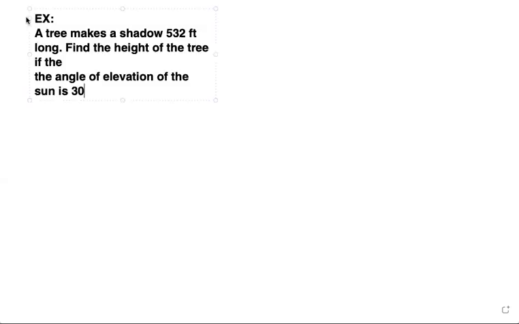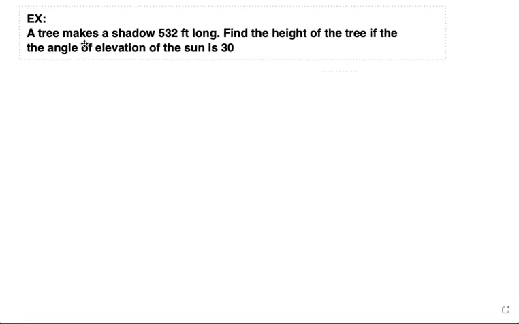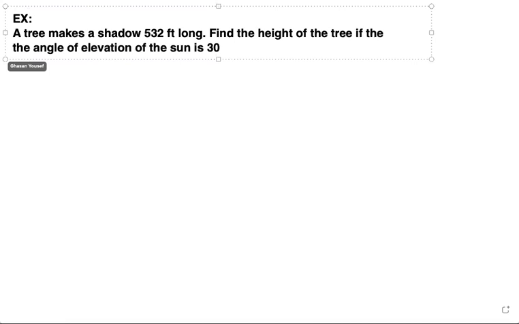The last example we left last time, example 2, from 5.2. I have a tree. It makes a shadow with distance 532 feet long. The question is, find the height of the tree if the angle of elevation of the sun is 30 degrees.